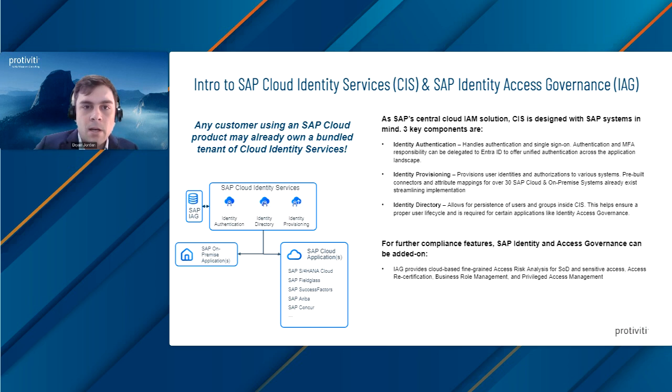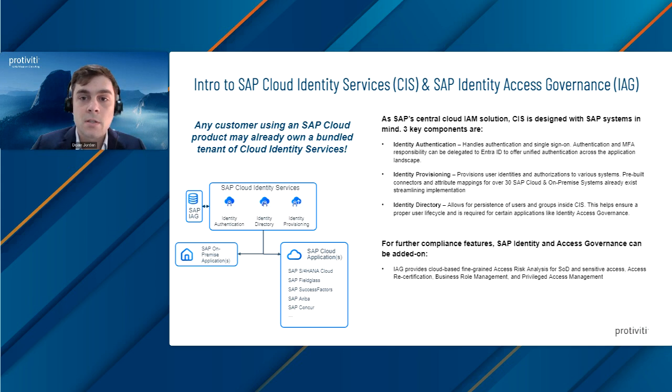So there are really kind of three things that go into cloud identity services. And these used to be separate services, and over the past couple of years, they've kind of been bundled under this SAP Cloud Identity Services header. The first being identity authentication, and this is really the service that handles authentication and single sign-on, but it also has the ability to delegate to other providers. So, when we think about Entra, it might be that we use IAS to delegate to Entra.